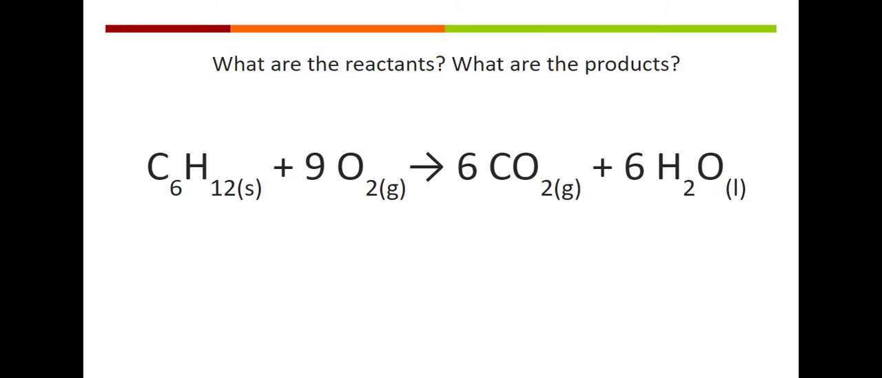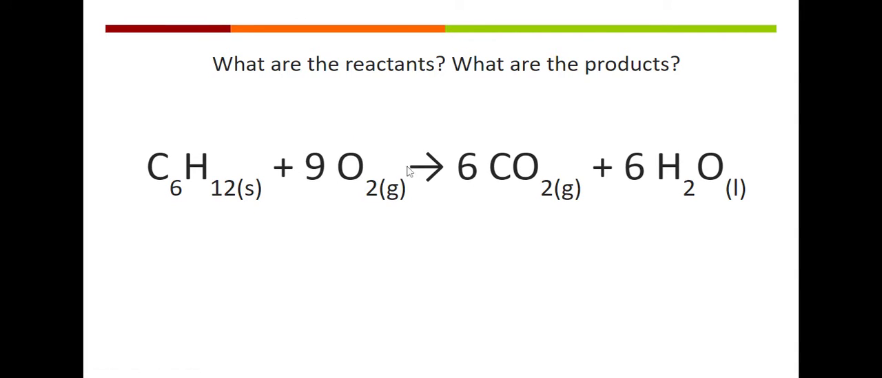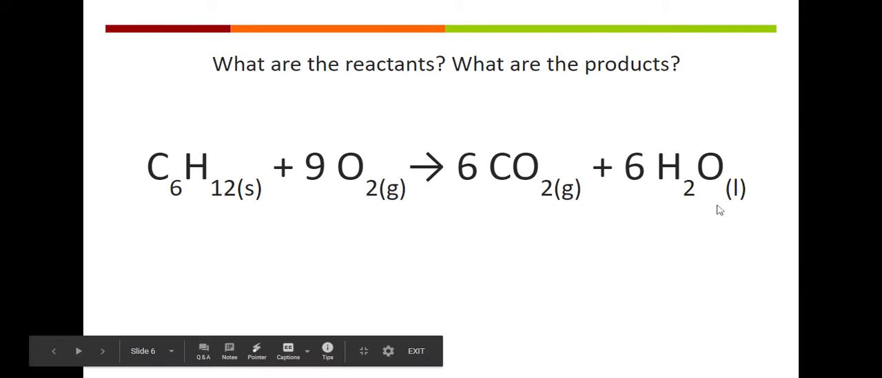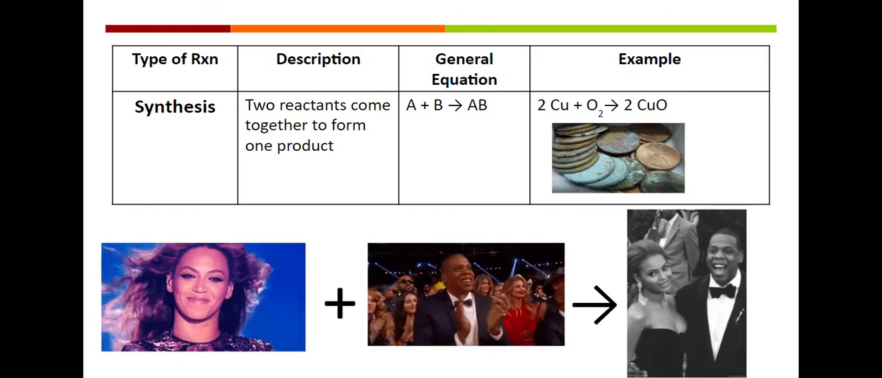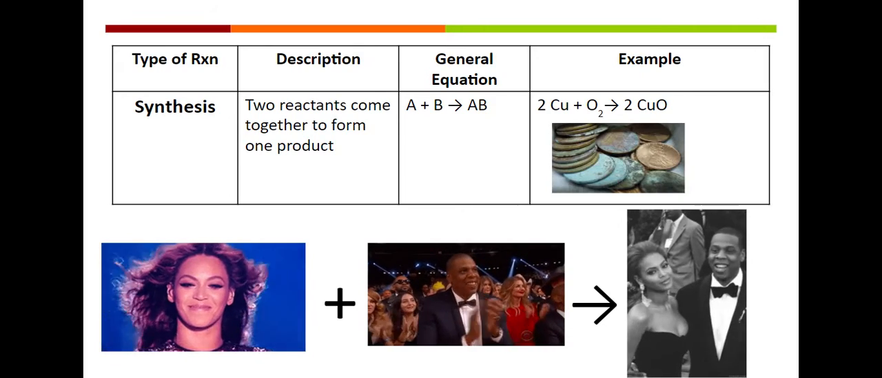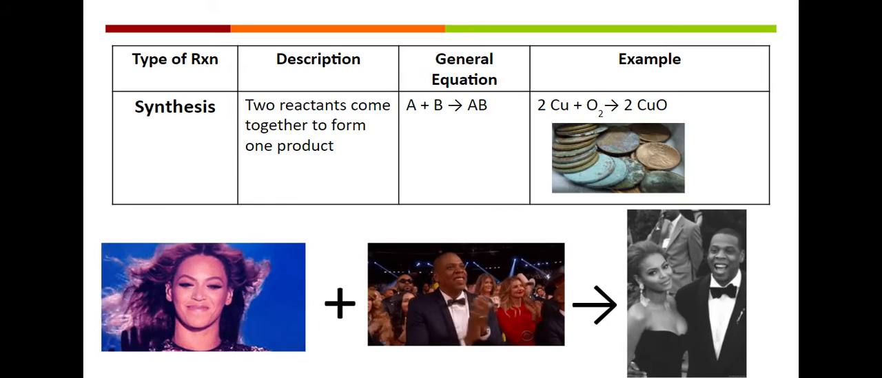Great. So your carbon hydroxide over here and your oxygen, those are your reactants. And then your carbon dioxide and your water on the right hand side are your products, always. Okay, so now that we've understood what's on either side of the arrow, we are going to talk about the 5 different types of reactions.